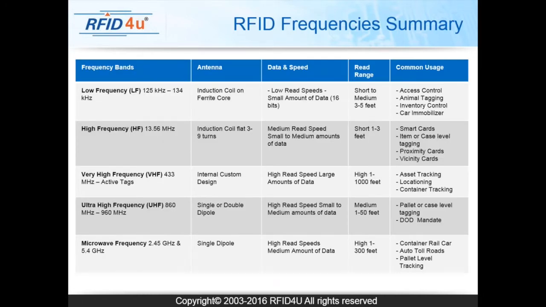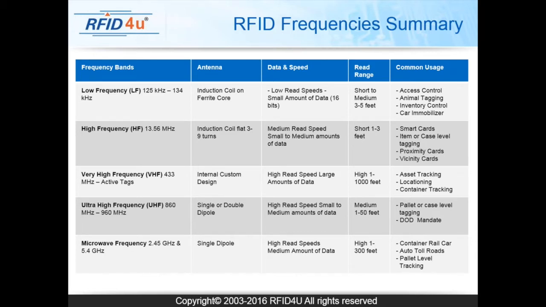This is a frequency summary chart, and to point out some of the highlights, the low frequency, once again, has low data read speeds and small amounts of data. You're only looking at 16 bits of data. The read ranges are short, 3 to 5 feet, and the common usages are for access control and animal tagging, but it can be used in other cases, but these are the most common usages.